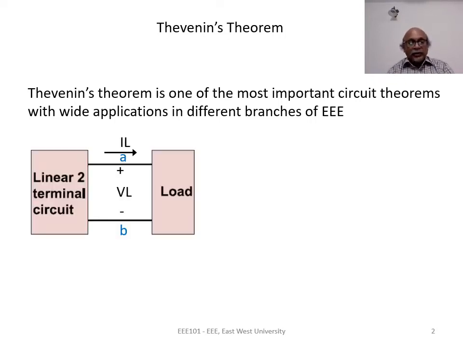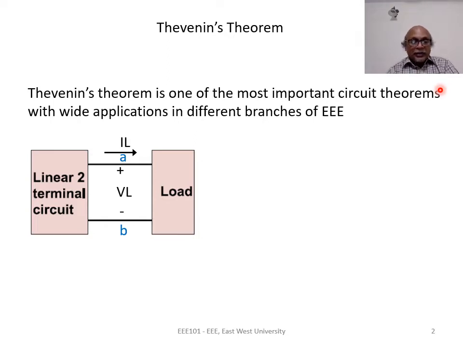Let us consider a two-terminal circuit. A two-terminal circuit may have many nodes and many circuit elements, but we are interested in the behavior of the circuit between two nodes A and B. A load is connected between node A and node B. The voltage across the load is VL and the current flowing to the load is IL.